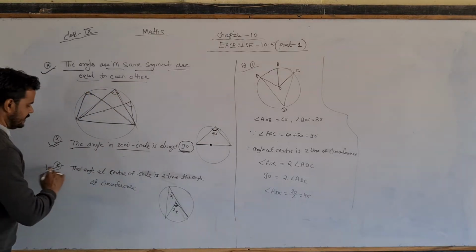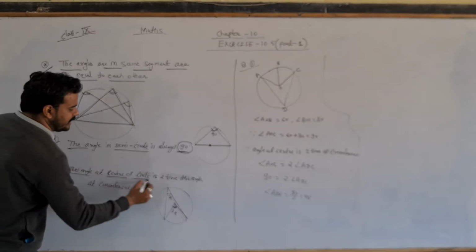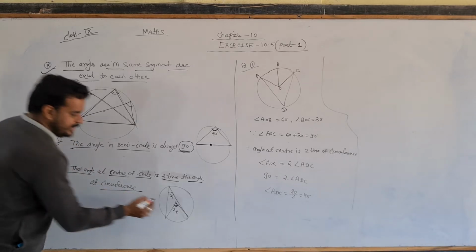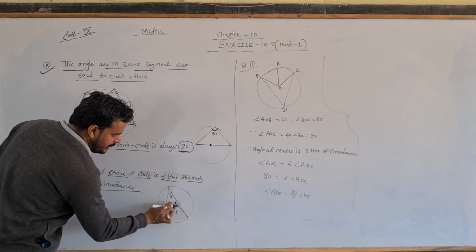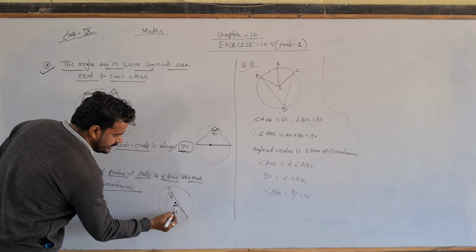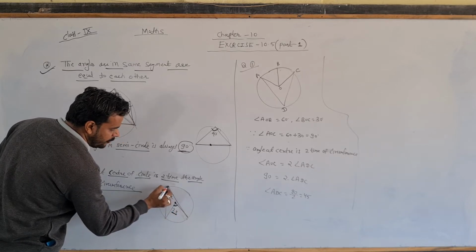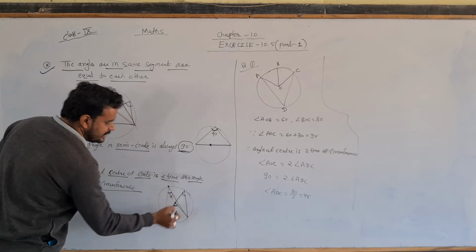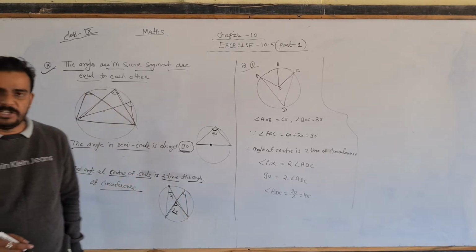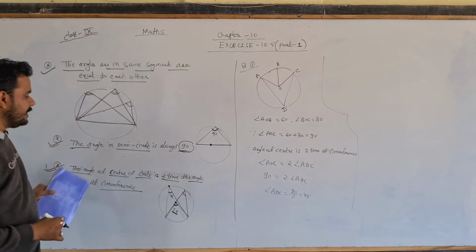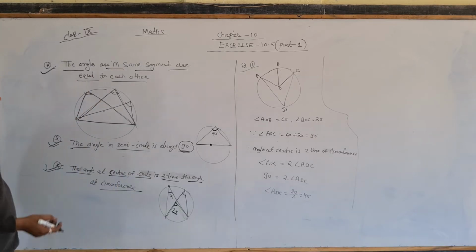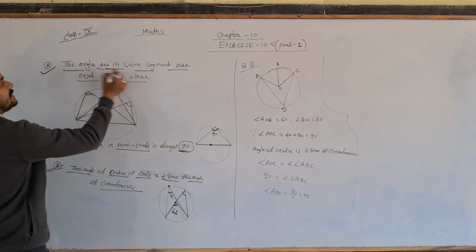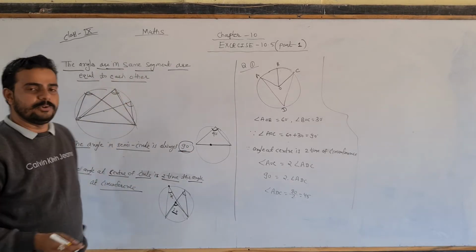And the last important property is like this: the angle at the center of a circle is 2 times the angle at the circumference. This is the center of the circle, and the angle at the center is double the angle at the circumference, wherever the point is on the circumference. The angle at the center of a circle is double that at the circumference, the angle in a semicircle is always 90 degrees, and the angles in the same segment are always equal to each other.